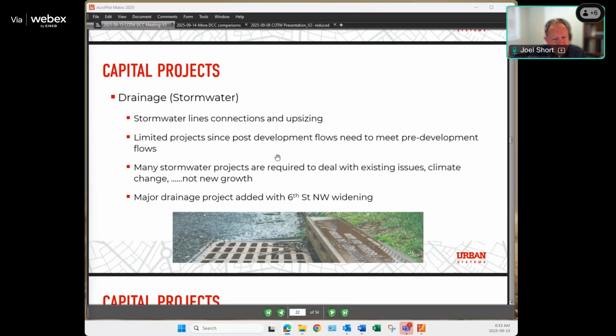Basically, there are very few projects, since post-development flows generally need to meet pre-development flows when it comes to development. So there are some limited development impacts, although there are development impacts because of the new development. A lot of stormwater projects are required to deal with existing issues, or, for example, climate change, not new growth. But there are a couple of stormwater projects and one major drainage project added because of the 6th Street Northwest widening, as part of that project that you were just talking about.